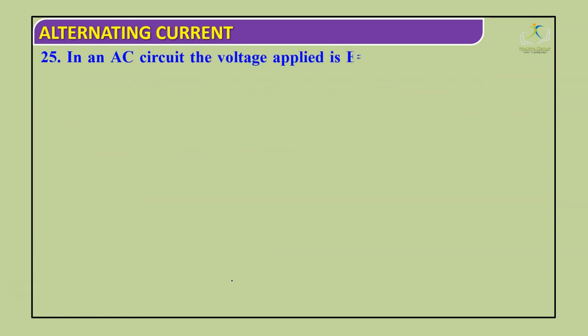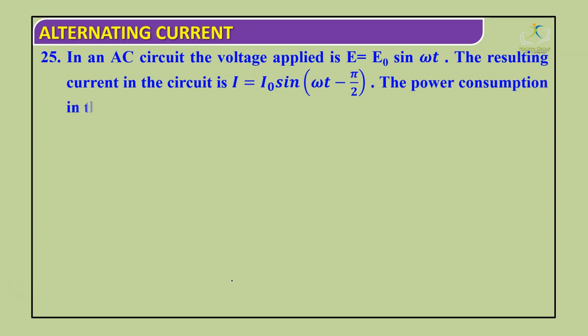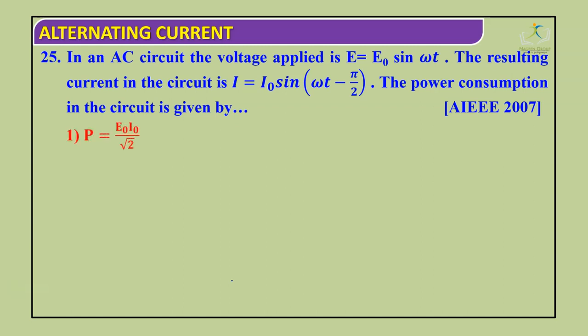Next question we have: in an AC circuit the voltage applied is E equal to E naught sin omega t. The resulting current in the circuit is I equal to I naught sin(omega t minus pi by 2), where minus pi by 2 is the phase difference. The power consumption in the circuit is given by P equal to E naught I naught by root 2, P equal to 0, P equal to E naught I naught by 2, and P equal to root 2 times E naught I naught.